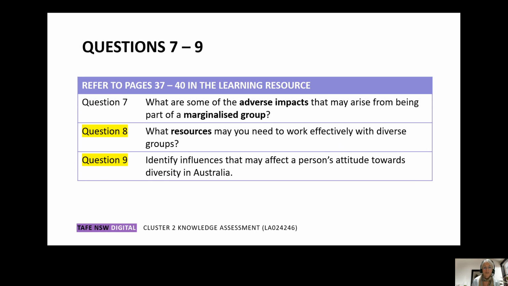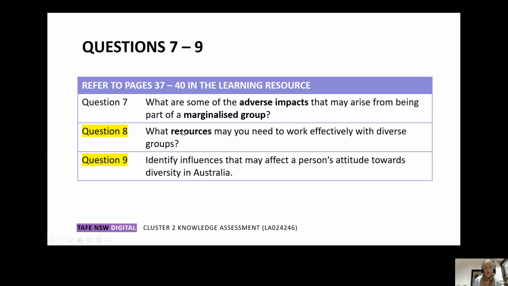All right. Questions 7 to 9, you're going to find the content to help you answer the questions on page 37 to 40. Question 7, straightforward. Most students are absolutely fine with this question. It's just asking what are the adverse impacts? You know, what are the impacts that arise from being marginalised or a part of a marginalised group? Okay.